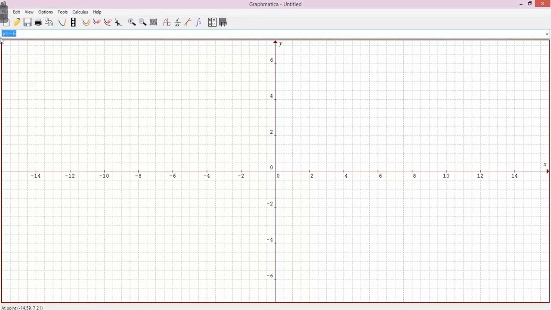Okay, so let's start off with, say, x squared plus y squared is equal to 9. Now remember that 9 is r squared, so this should be a circle centered at the origin with a radius of 3. Let's press enter. Yes, we can see that that is definitely the case.